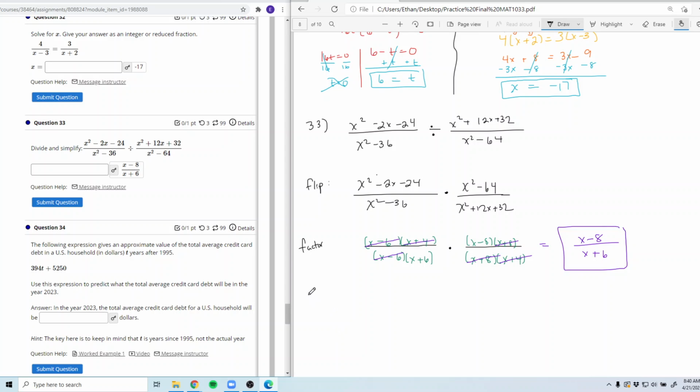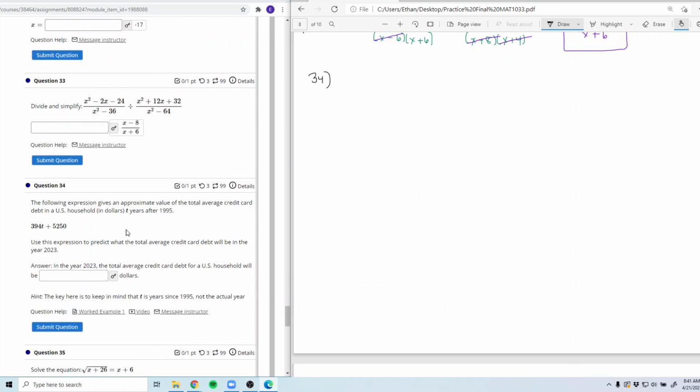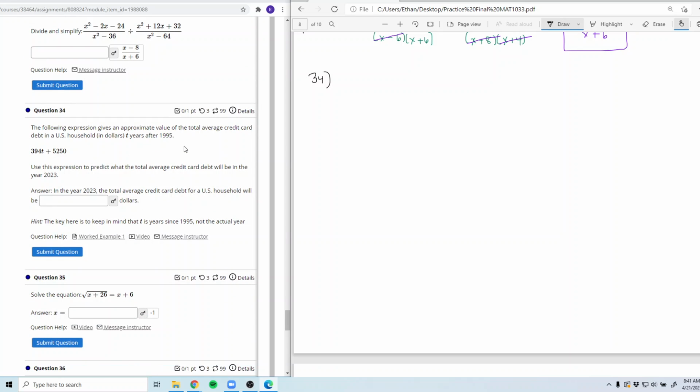All right, number 34. Another word problem. It says the following expression gives an approximate value of the total average credit card debt in a U.S. household T years after 1995. We have 394T plus 5,250. And T is the number of years after 1995. What do we want to know? We want to use this to predict what the total average credit card debt will be in the year 2023.